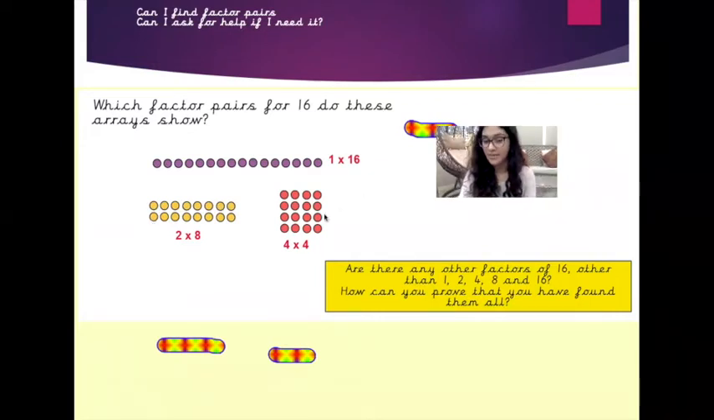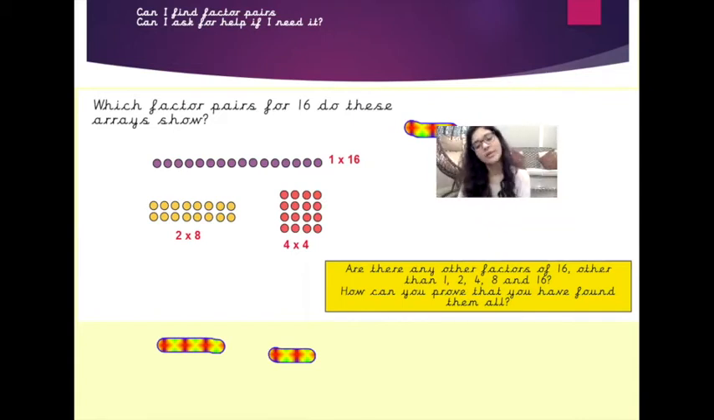We can try this one together as well. How many red dots go above? We go 1, 2, 3, 4. Fantastic. So the first number in our factor pair is 4. How many dots do we see going across? 1, 2, 3, 4. So that means it goes up 4 and across 4. So it's 4 times 4.